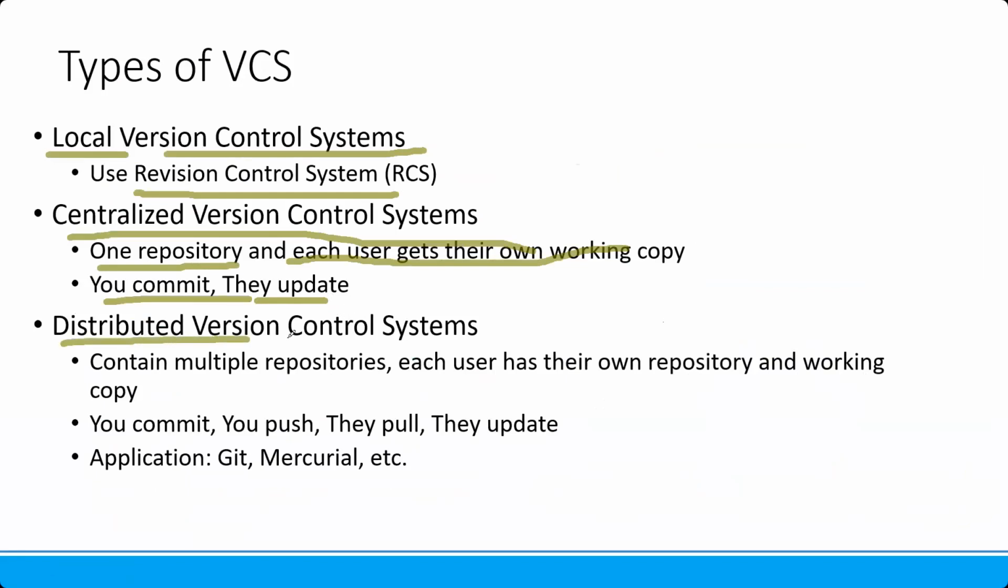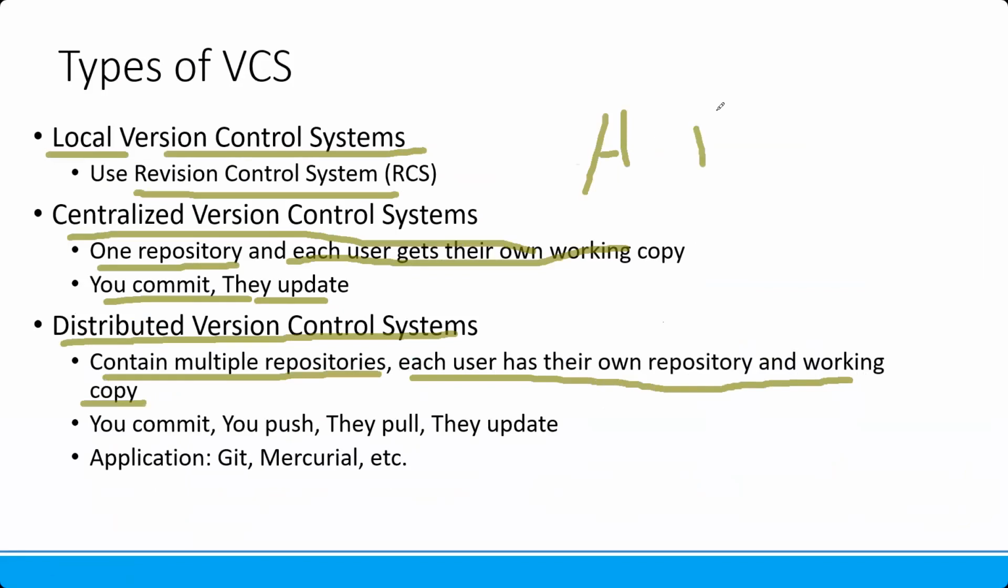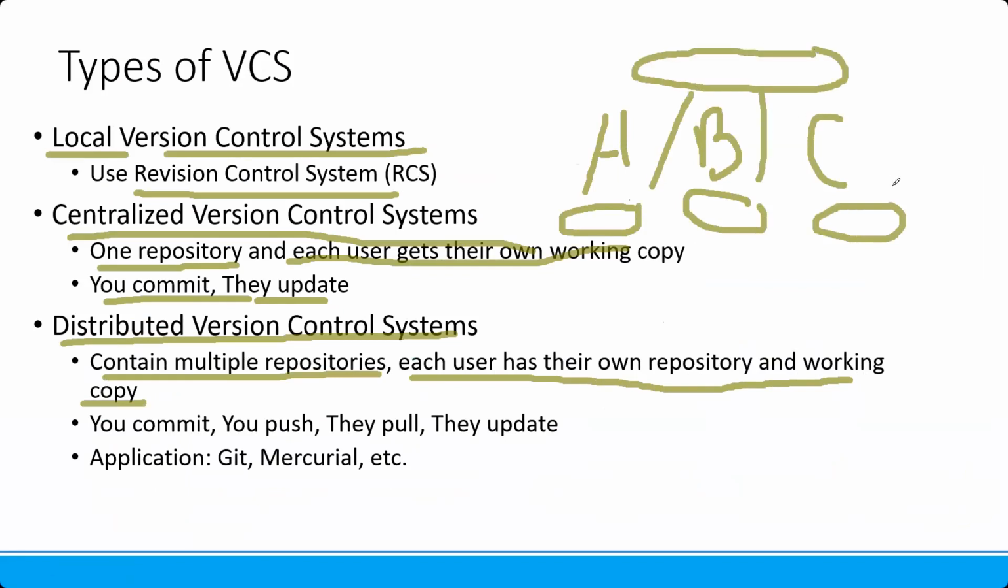But it is different with the distributed version control system. The distributed version control system contains multiple repositories. Each user has their own repository and working copy. So when you work, A will have their repository, B will have their own repository, C will have their own repository, and then if you want to combine them, you can. You can take parts of the repository from A or B, or take the code from A and B, and so on. So we can define which repositories you want to use. We call it commit, push, and then the other people will pull and update.